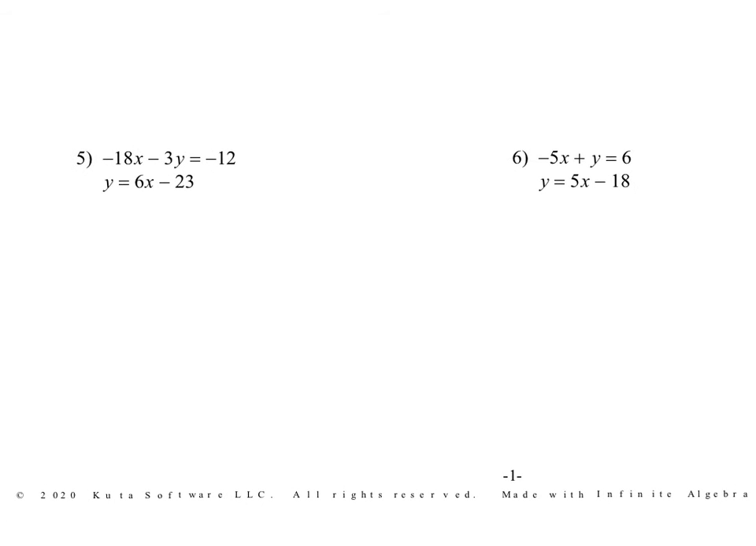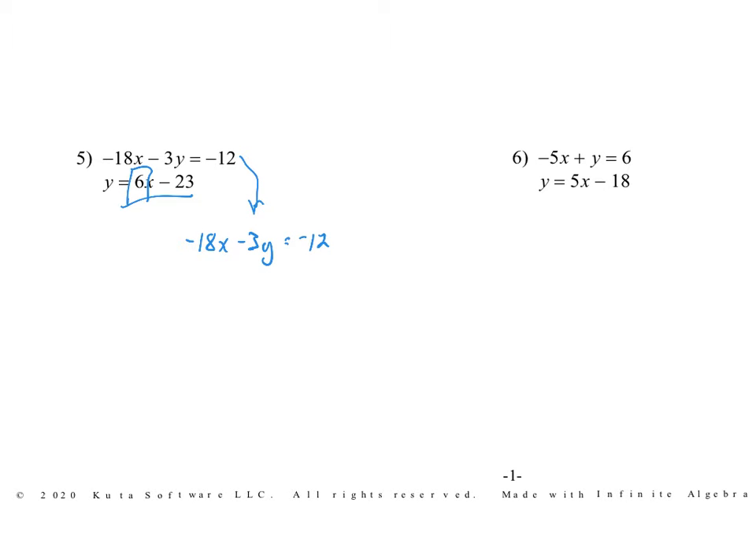Numbers 5 and 6 here, you only have one of the equations solved for y. So you know the slope for one of the equations. We don't know the slope for the other equation. So you're going to take that other equation and solve it for y so that you can know the slope.